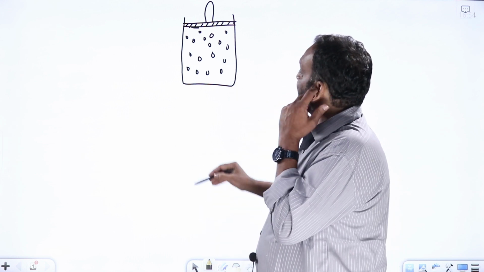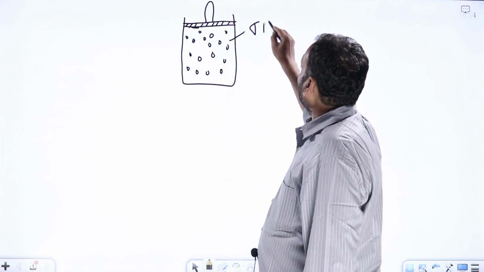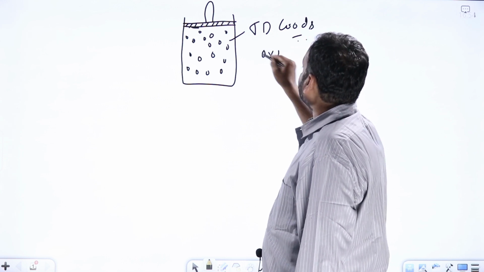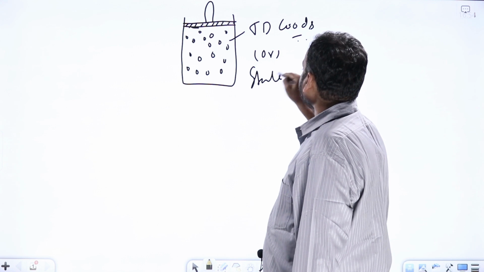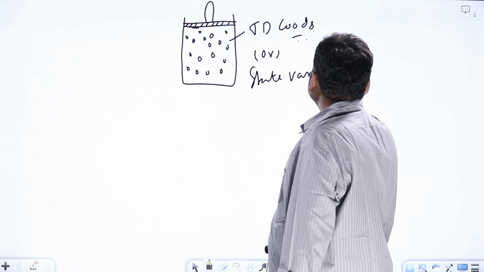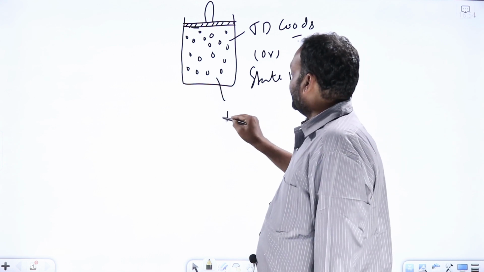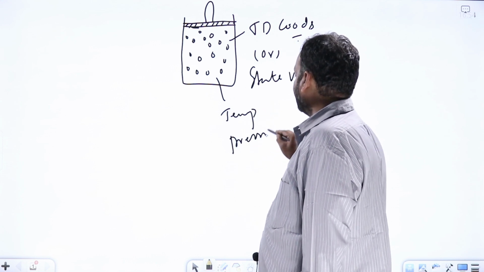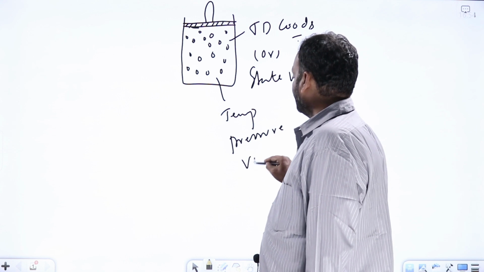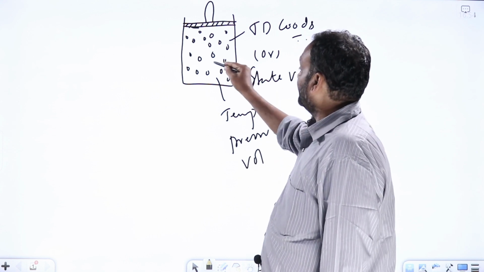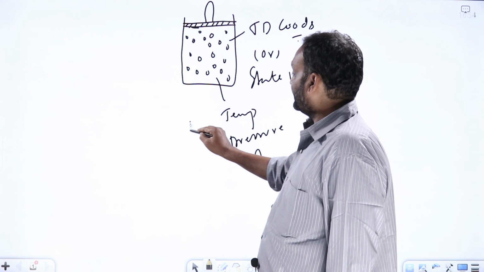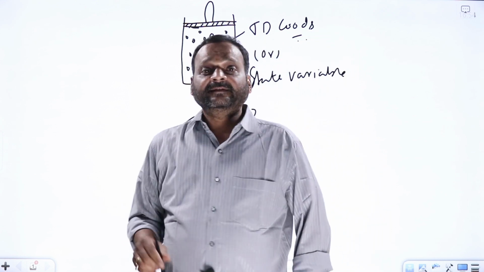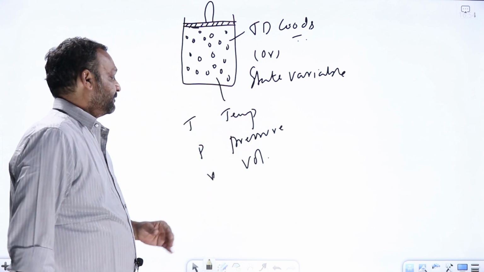Okay, a system will have some properties called thermodynamic coordinates or state variables. What are they? Like temperature is one state variable. Pressure of the gas is another variable, and volume of the gas is nothing but the volume of the vessel. So temperature, pressure and volume, at this point, are these thermodynamic coordinates or state variables.